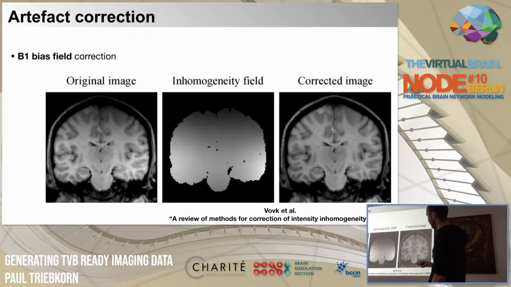But usually we estimate this inhomogeneity field. There are different techniques to get at this inhomogeneity field, and then we can just subtract it to get a corrected image. So there are different ways to do this. Within the Human Connectome Project minimal preprocessing, they use the square root of, was it the ratio or the product of T1 and T2 images, because in T1 and T2 images this inhomogeneity is similar. And with a simple calculation, this field can be calculated and then corrected for.